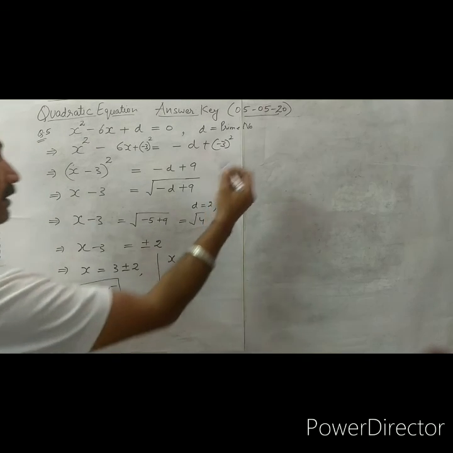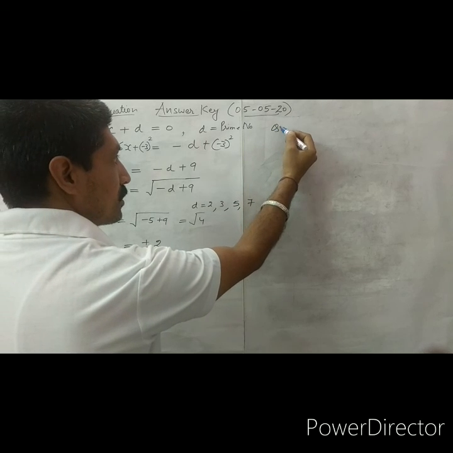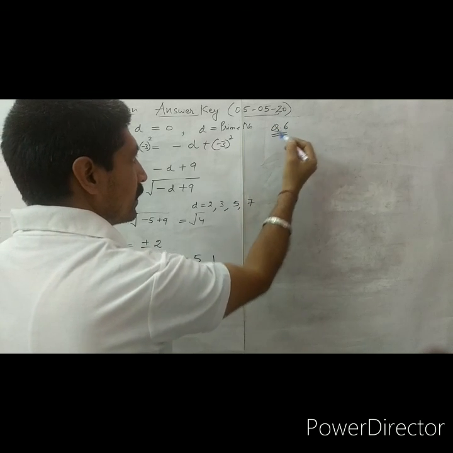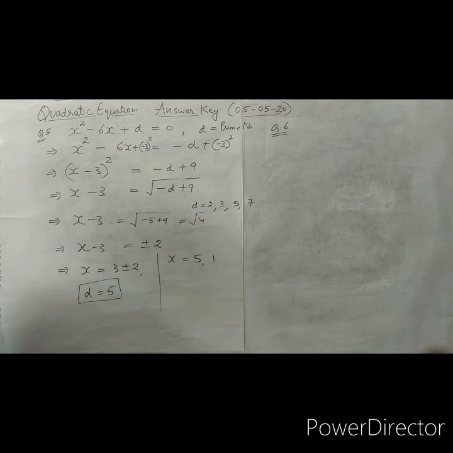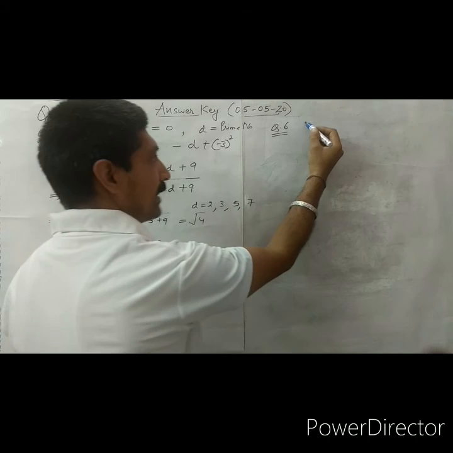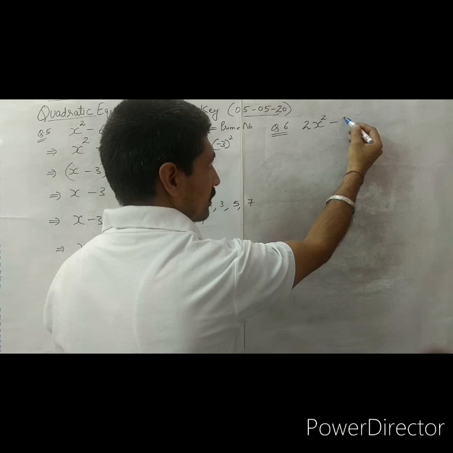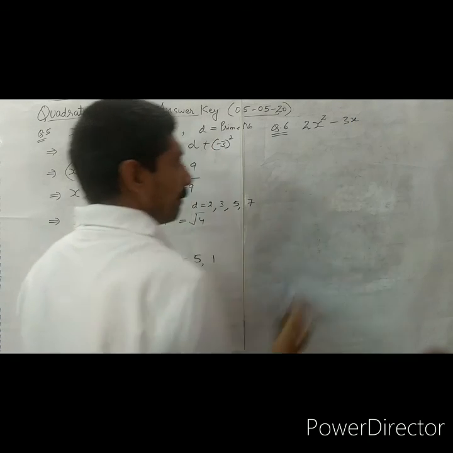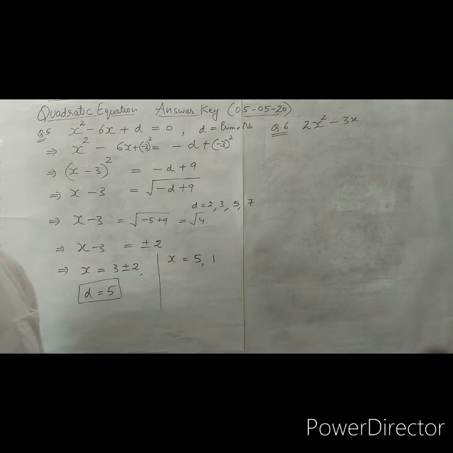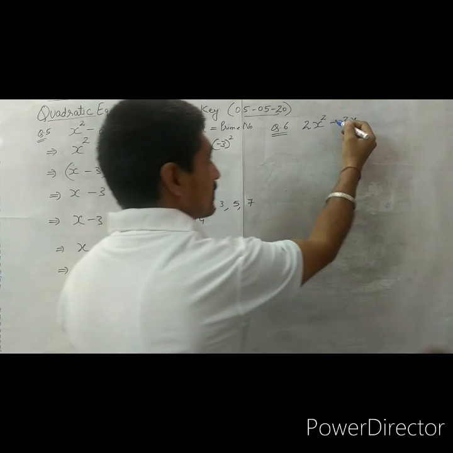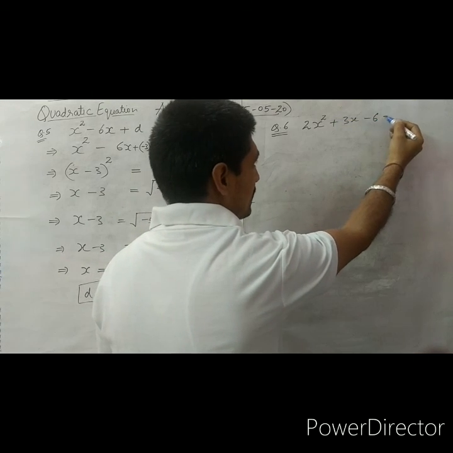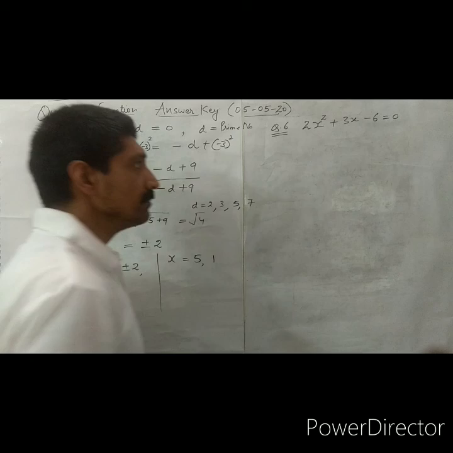So we have the next question, question number 6. In this question also we have to find the value of x. The statement is 2x square minus 3x, sorry, it is plus 3x minus 6 is equal to 0.